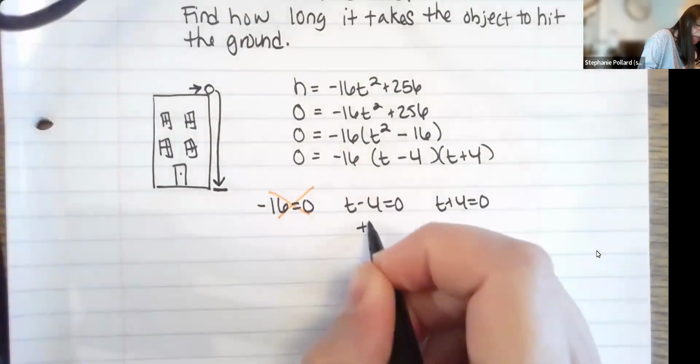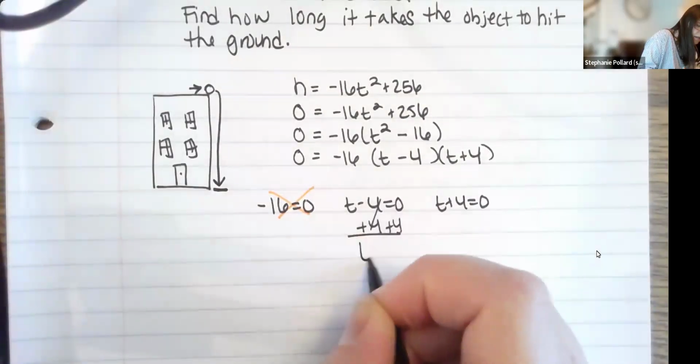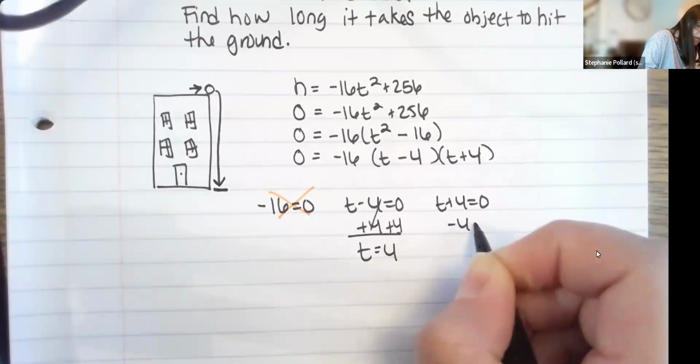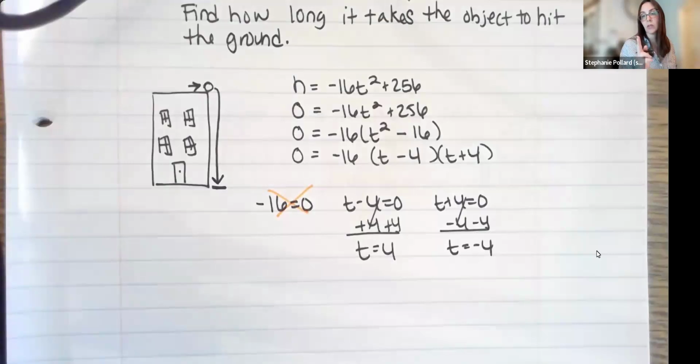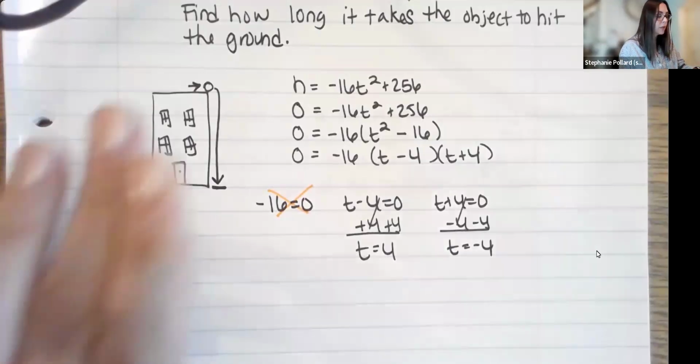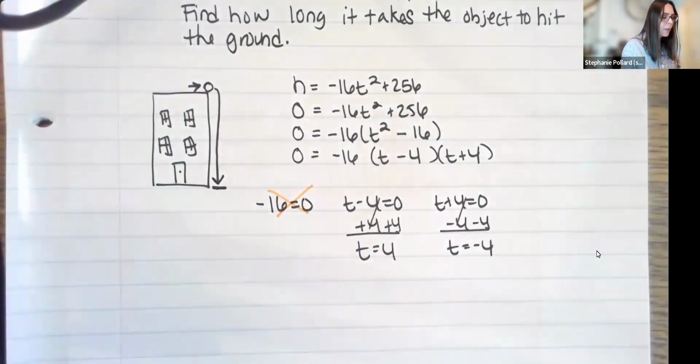Here, I'm going to go ahead and add 4 to both sides. And here, I'm going to go ahead and subtract 4 from both sides. Now, I do have 2 answers that work in the equation here. However, you have to think more about context in this case. If an object is being dropped off a building, and we're trying to figure out how long it takes the object to hit the ground.